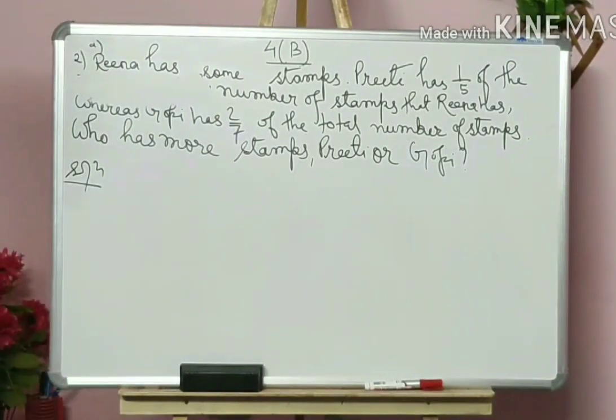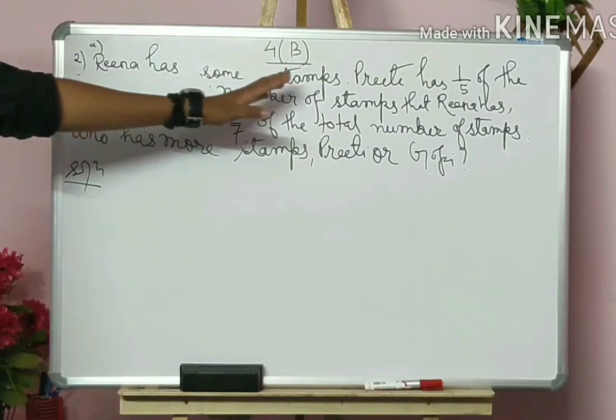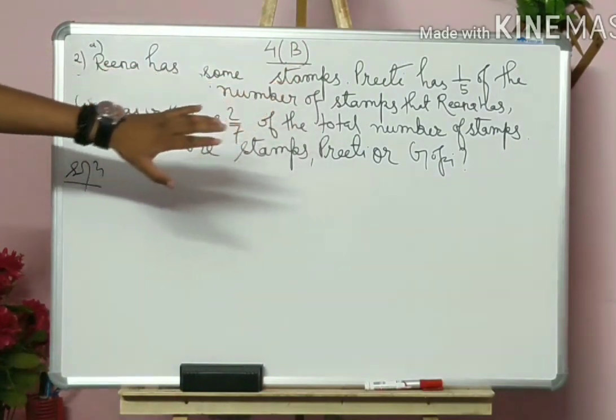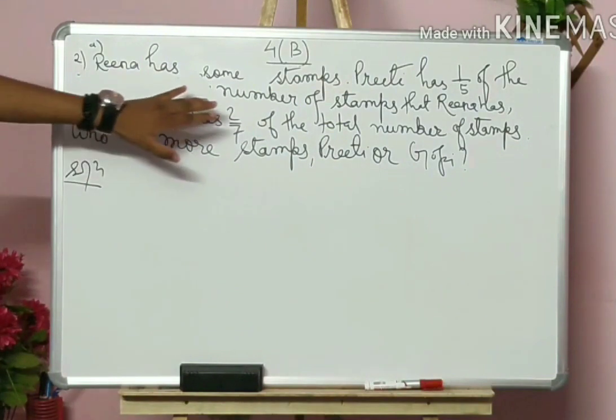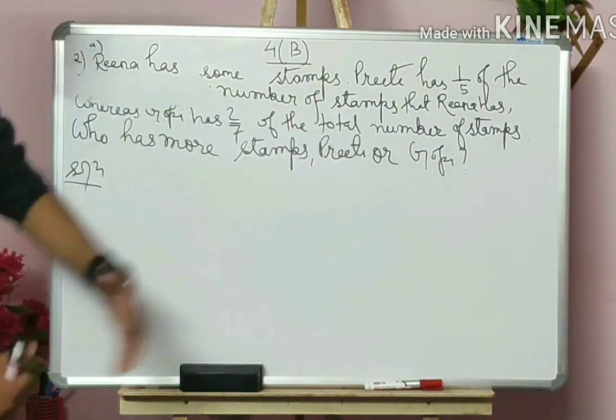Okay students, you see here in this question, Reena has some stamps. Preeti has 1 by 5 of the number of stamps that Reena has, whereas Gopi has 2 by 7 of the total number of stamps.